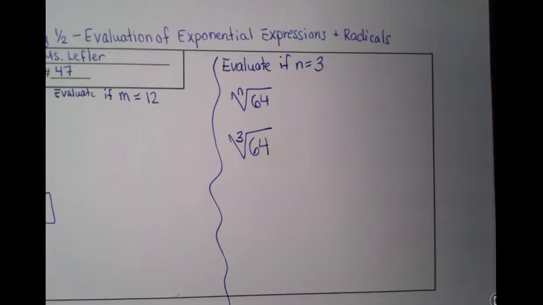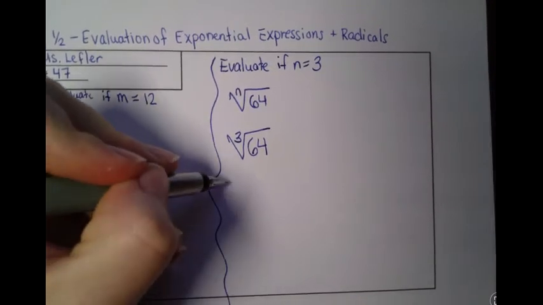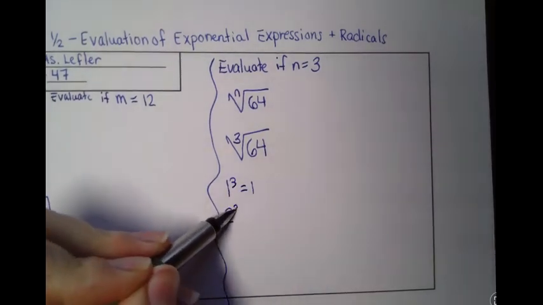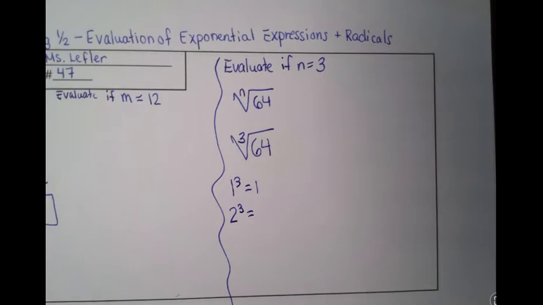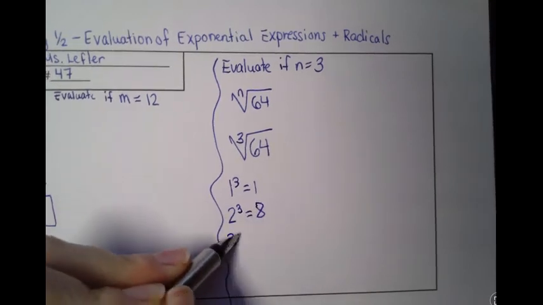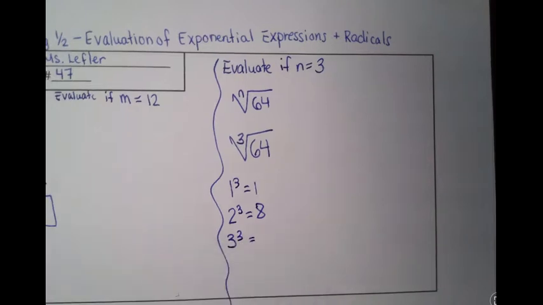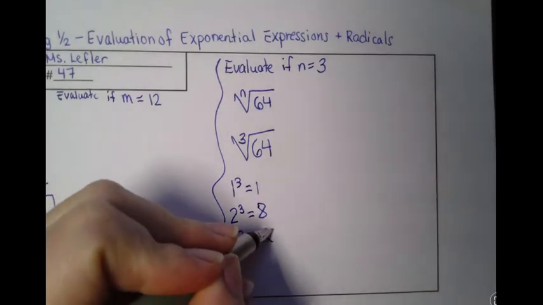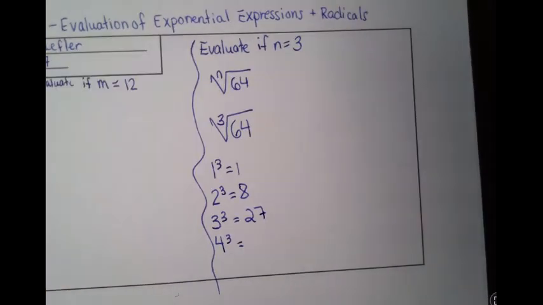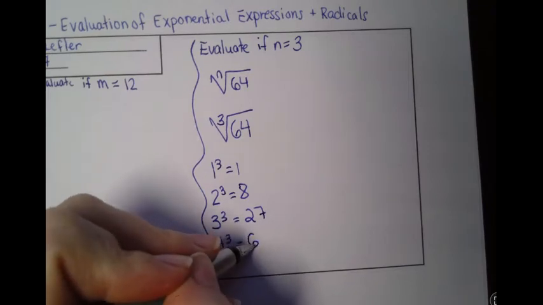Well, if I don't know, I can try some small numbers. I know that 1 to the third power is just 1. And I know that 2 to the third power is 2 times 2 times 2. So that would be 8. And I try 3 to the third power, and that would be 3 times 3 times 3, which is 9 times 3, which is 27. I could try 4 to the third power, which is 4 times 4 times 4, 16 times 4. And that just happens to be 64.